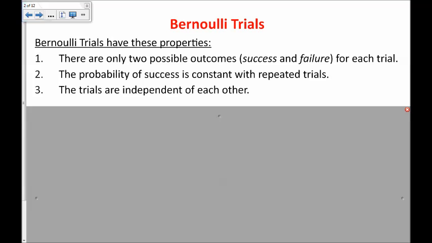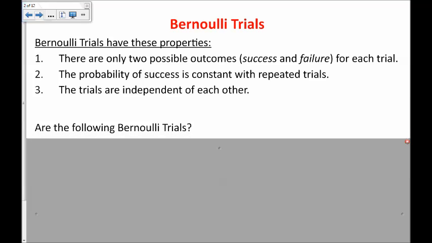Number 2, the probability of success is constant with repeated trials. So if I roll a die over and over again, the probability of success will be the same for each trial. Number 3, the trials are independent of each other. The previous outcome or past outcomes won't affect future outcomes.